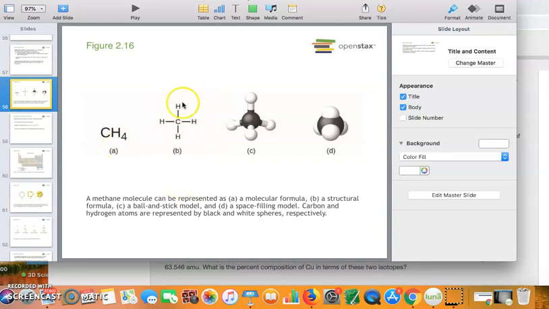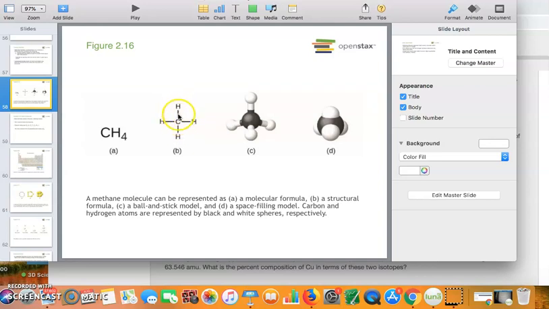B is a structural formula. Now, you're going to get a lot more experience looking at structural formulas when you take organic chemistry. So the difference between a structural formula versus a molecular formula is that a structural formula is going to show you how the atoms are connected together. You see there's a line in between C and H. C, of course, represents a carbon atom. H represents a hydrogen atom. The line in between them represents the bond that's occurring between the carbon and the hydrogen atom.